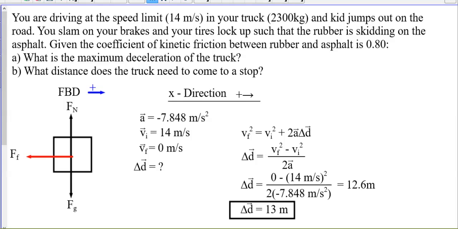If you remember how big the classroom is, that's just a little bit longer than the length of our classroom, because I believe wall to wall is just shy of 12 meters. So it would be just a little bit longer than our classroom. So that's a pretty long ways to stop, going at just regular city speed limits. So consider that when you're driving.